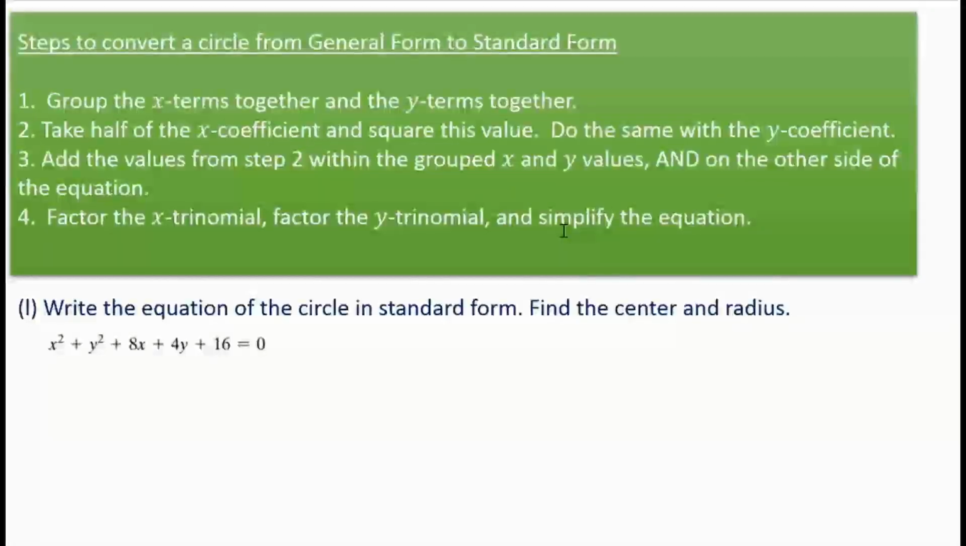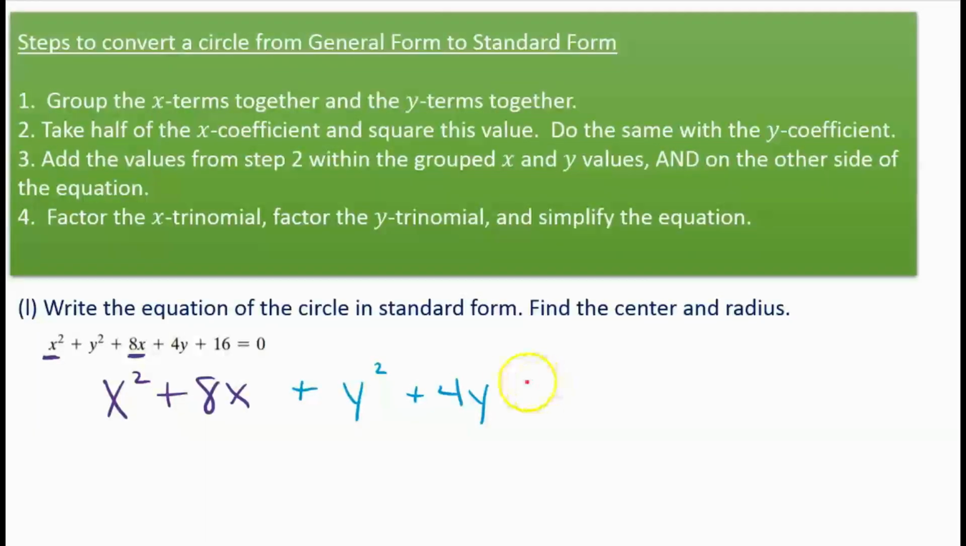So remember, step 1, we're going to group our x's and y's. So notice it's all over the place. Look, I've got an x squared and an 8x. Let's group those together. So I'm going to say x squared plus 8x. I'm going to do that in purple. And then let's group our y's together. Okay, so that's going to be plus y squared plus 4y. So those are together. And then there's an equals just randomly in the problem.